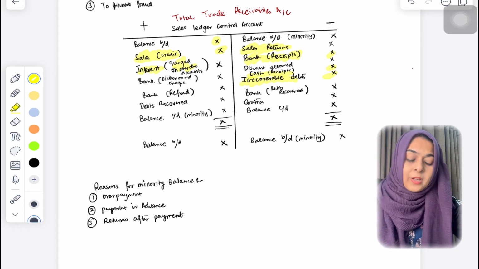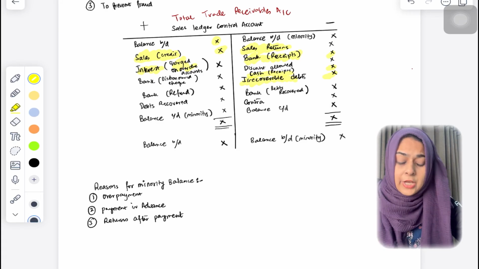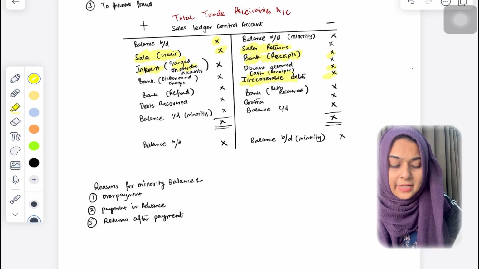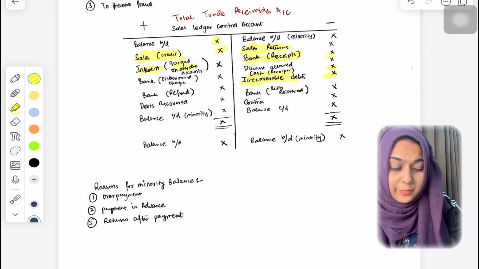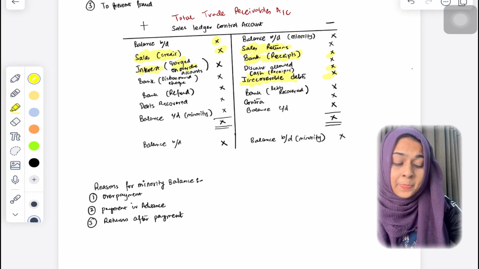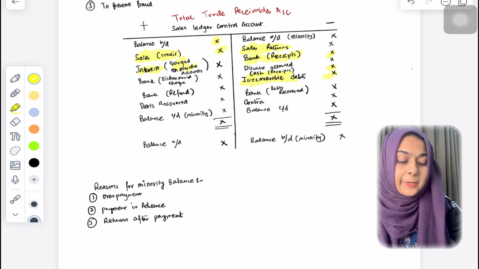But now, when I get to know that the check has been dishonored because Anna does not have sufficient balance in her bank account, I will reverse this entry. I will do Anna debit and bank credit. If you look here, the dishonored check is coming on the debit side now, since Anna is being debited. When I received the check, Anna was being credited, so the trade receivable is credited here.